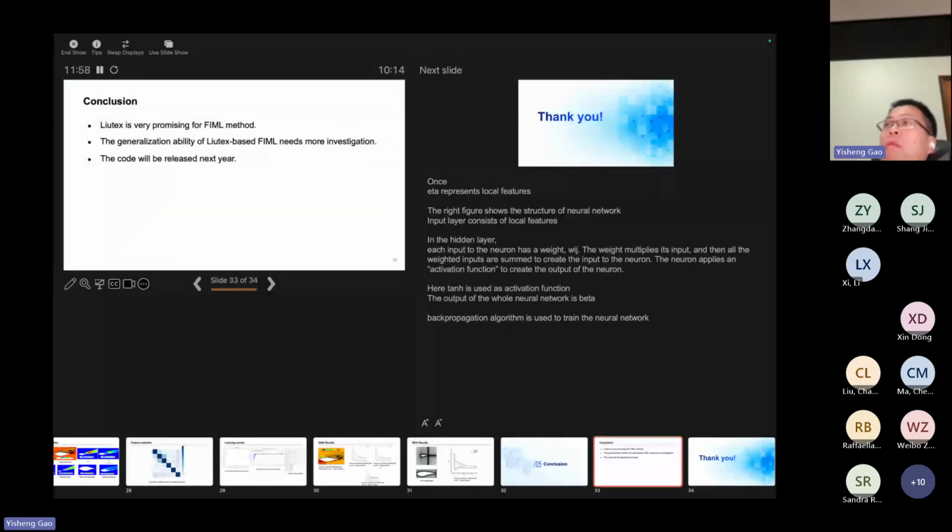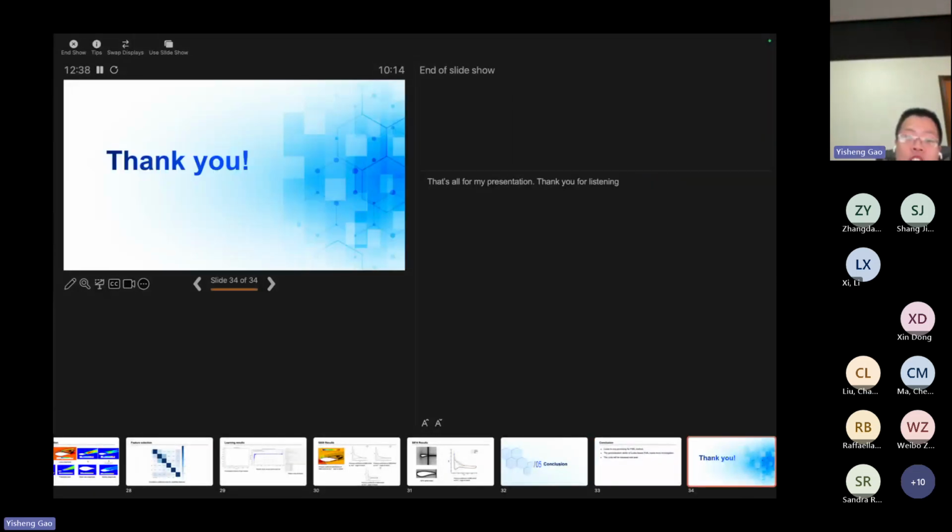Conclusion. We can find Liutex is very promising for the FIML method. It means Liutex can be used as one of the features. Next, we will try Liutex TensorFlow and other Liutex-based variables. And next, the generalization ability of Liutex-based FIML needs more investigation. We will try to test periodic flows and other separated flows. And next, we will release our code next year. Thank you.